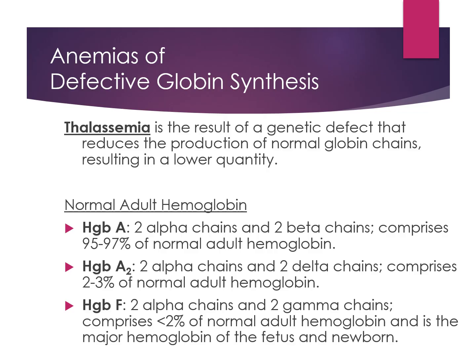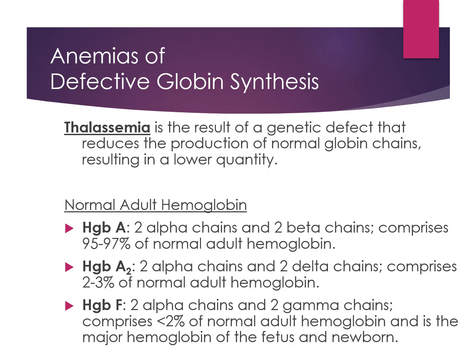So let's go back and review what our normal adult hemoglobin looks like. In a normal adult, we have the prevalence of hemoglobin A, which again consists of two alpha chains and two beta chains, and that's going to be about 95 to 97% of our normal adult hemoglobin. We are going to have a small amount of hemoglobin A2, where we have two alpha chains and two delta chains. And this is going to be between 2 and 3% of our normal hemoglobin.